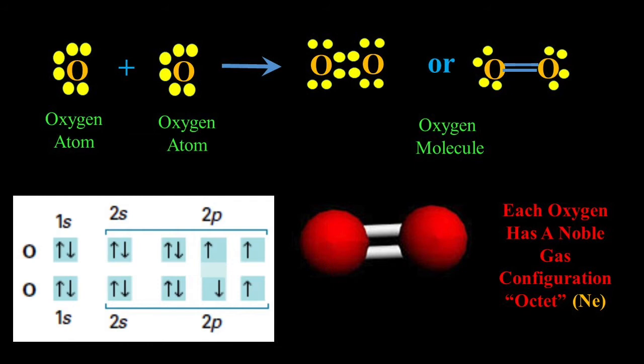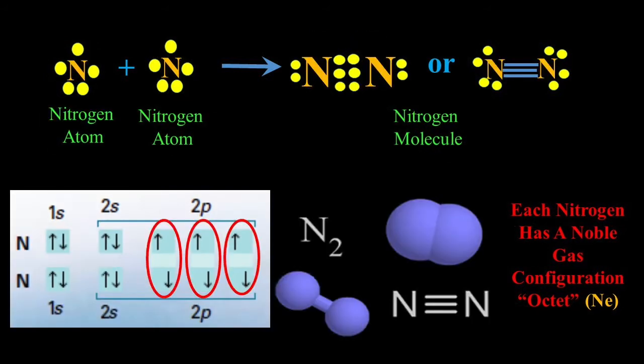So, you can see how oxygen is pairing up in the lower left-hand corner with the filling of those various orbitals, and how they combine to form the double bond. Each oxygen has a noble gas configuration, or an octet of neon. So there is the representation of those various structures for oxygen.